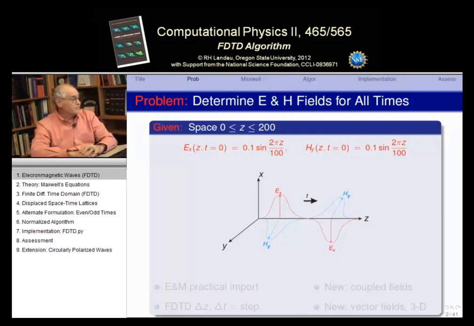So we have boundaries. And we're told the initial conditions, here in red: the electric field is in the x direction only at time 0, and as a function of Z, it has a sinusoidal form. Simultaneously, the magnetic field, the H field, is in the y direction, and we have at time 0 also a sinusoidal variation with Z. So that is the problem.